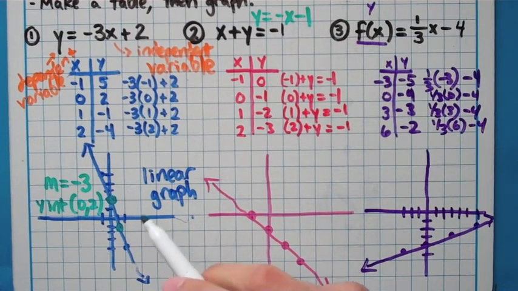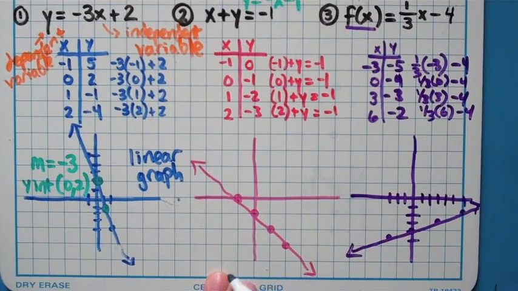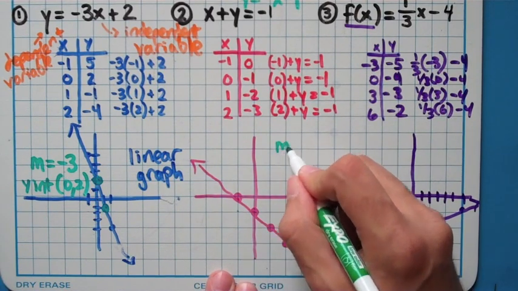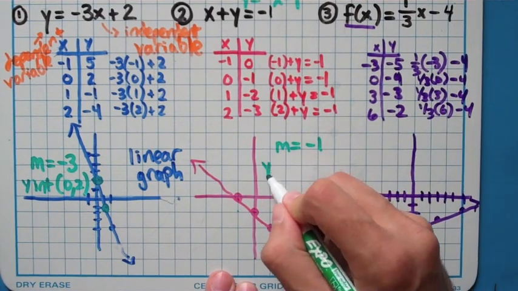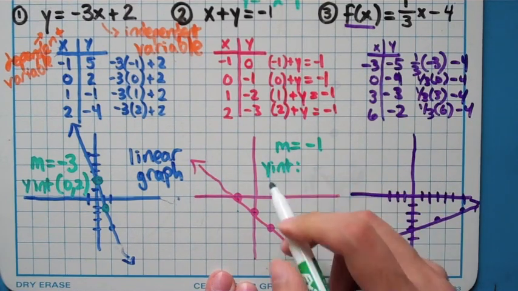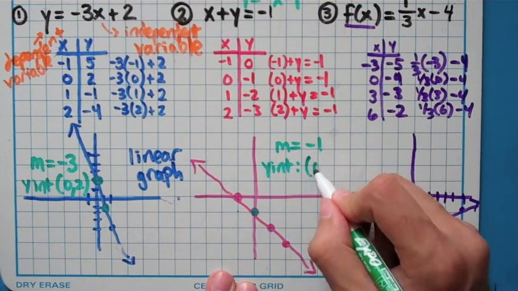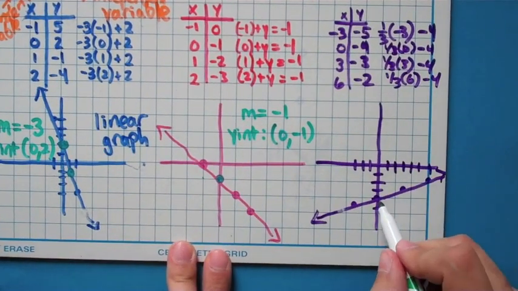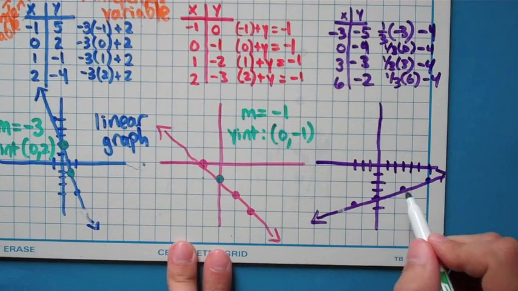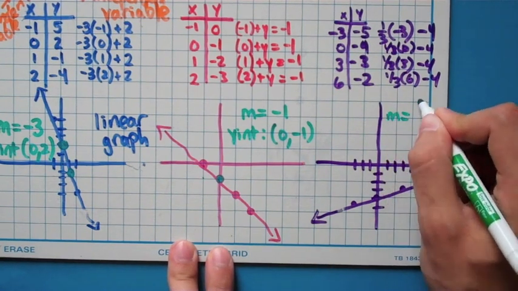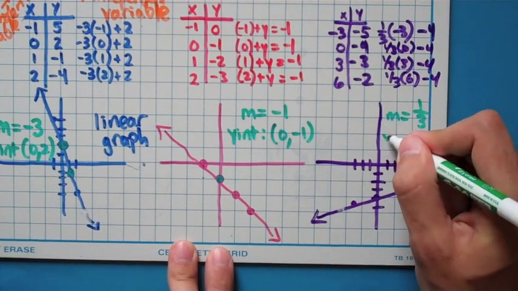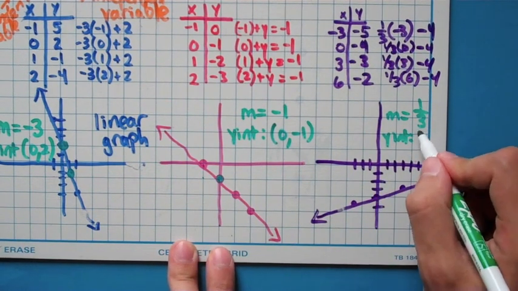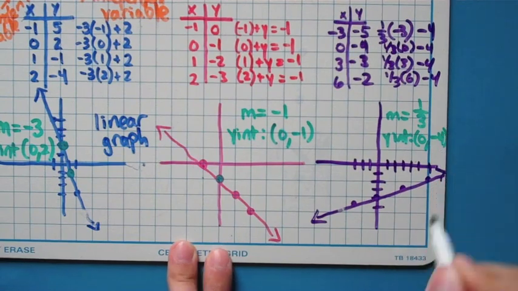I'll come back to that, but I'm going to do this for the other 2 problems as well. On this guy, my slope, I went down 1 over 1. So my slope is negative 1, and my y-intercept is right here at 0, negative 1. On my third problem, my slope is up 1 over 3, so that's 1/3, and my y-intercept is going to be at 1, 2, 3, 4, so it's 0, negative 4.